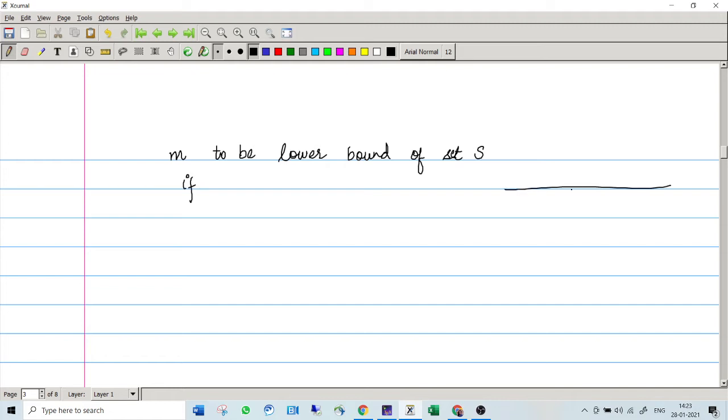See, if m is the lower bound, it means none of the elements can go less than that m. Every element of S is lying to the right of m, so every element of S is somewhere here and it cannot be less than m. Every element will have to be greater than or equal to m. In such a case, this particular number m is called the lower bound of the set S. Right? Got this thing?